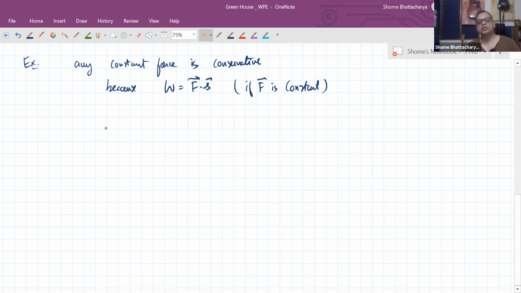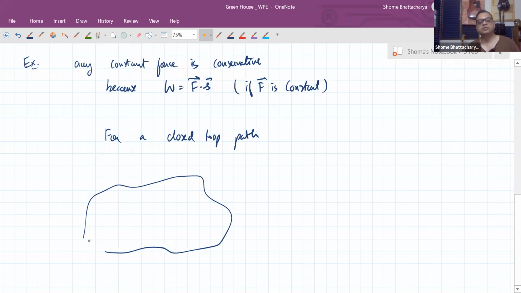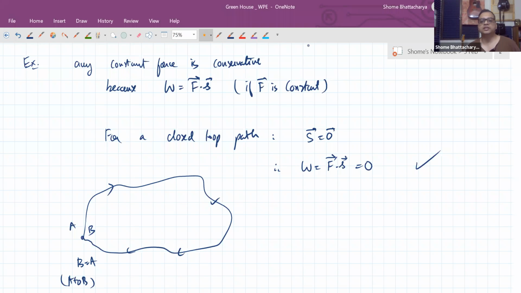Okay. Now for a round trip, for a closed loop path, for example, a body starts from here and goes from A to B, but comes back to that same position A. This is an example. So what will happen for a closed loop? The displacement will be zero. Okay. So therefore, work done has to be zero. So it satisfies that condition.